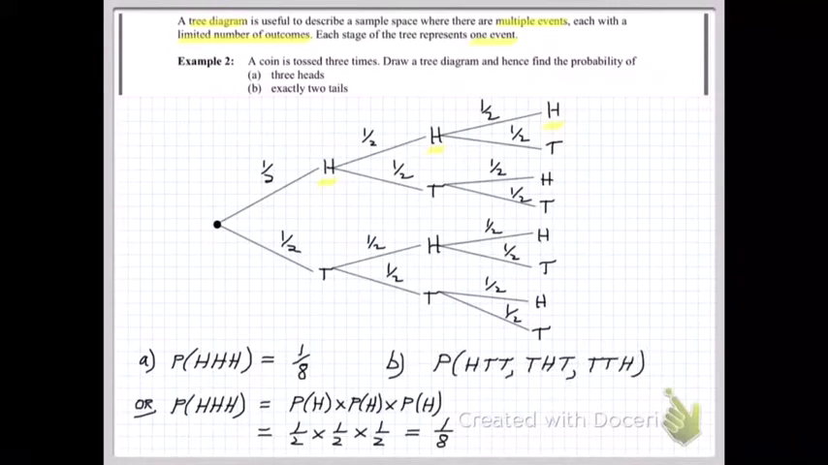To get the probability of exactly 2 tails, we just look through our tree and you'll see that there are 3 roll orders that will give us that outcome. So the probability is 3 out of 8.